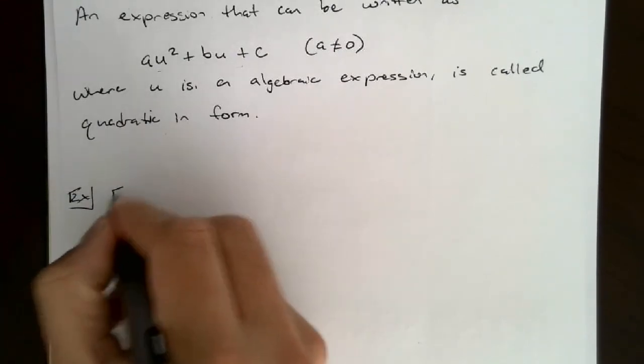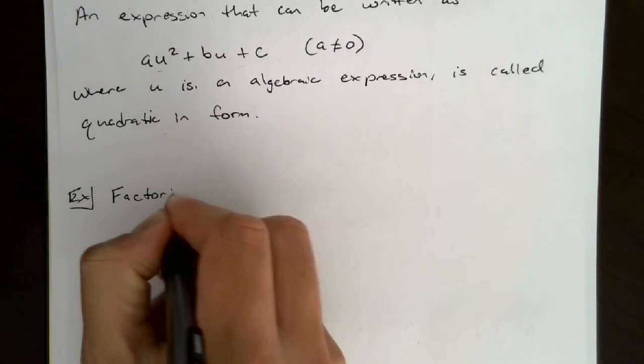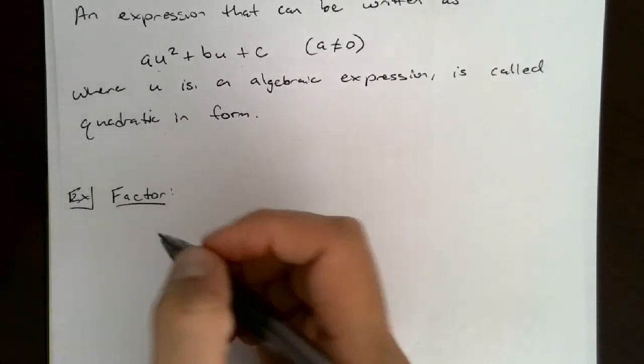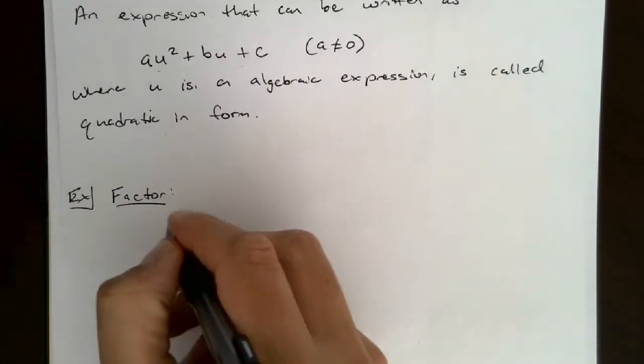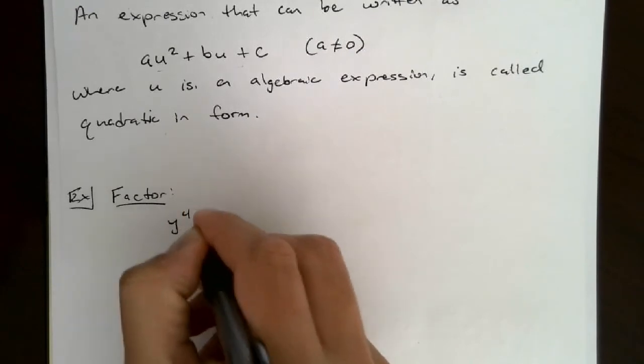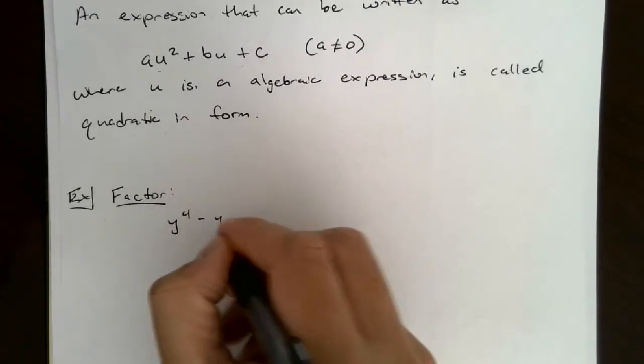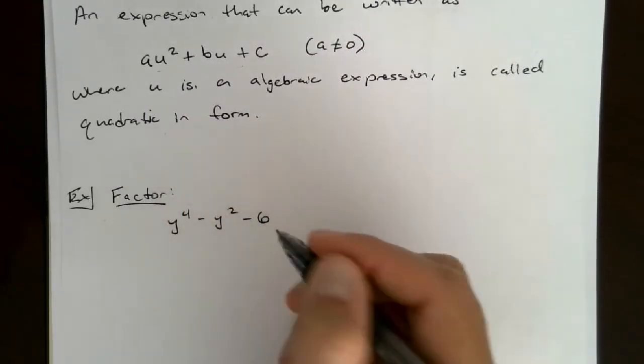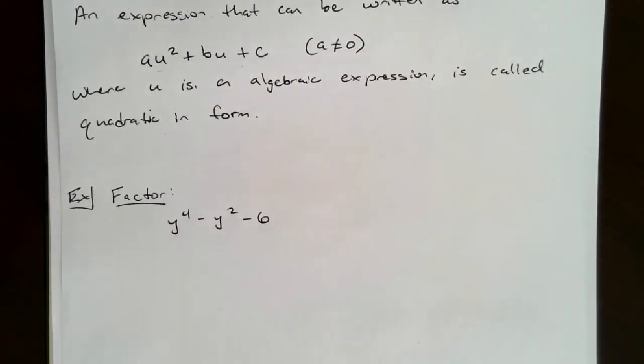So if I said to factor y to the fourth minus y squared minus 6. First off, you should kind of recognize that it's not our typical quadratic because the highest power isn't 2. Remember, to be quadratic, the highest power is to be 2. So to be quadratic in form, we want to make a substitution to show that the highest power can be used as 2.